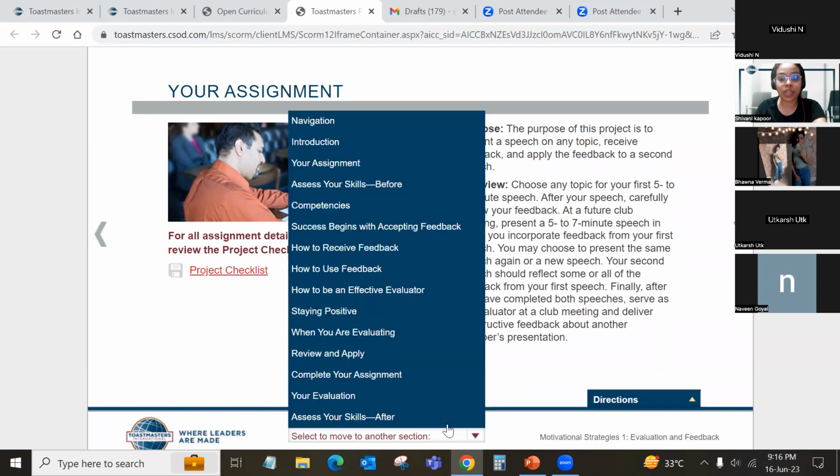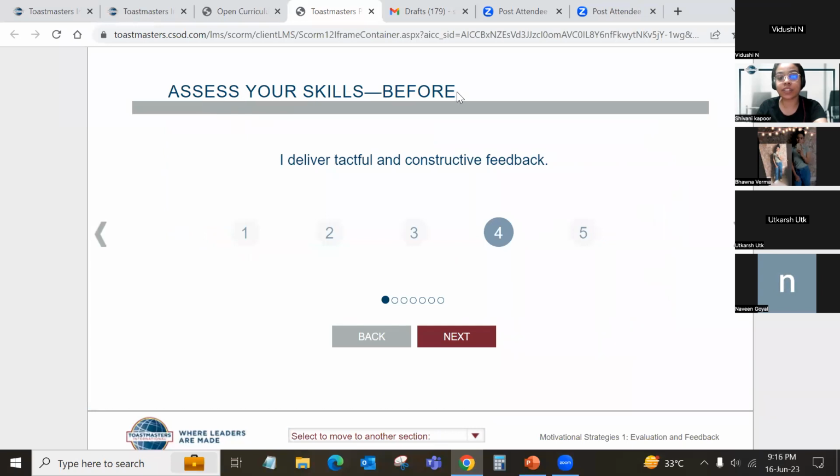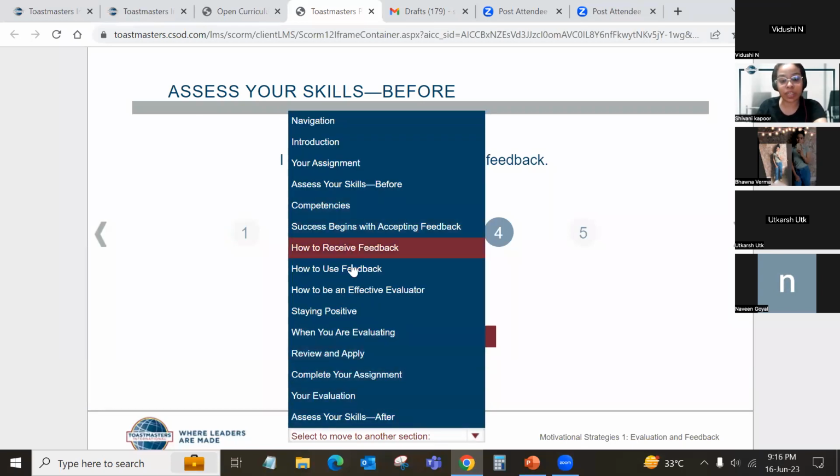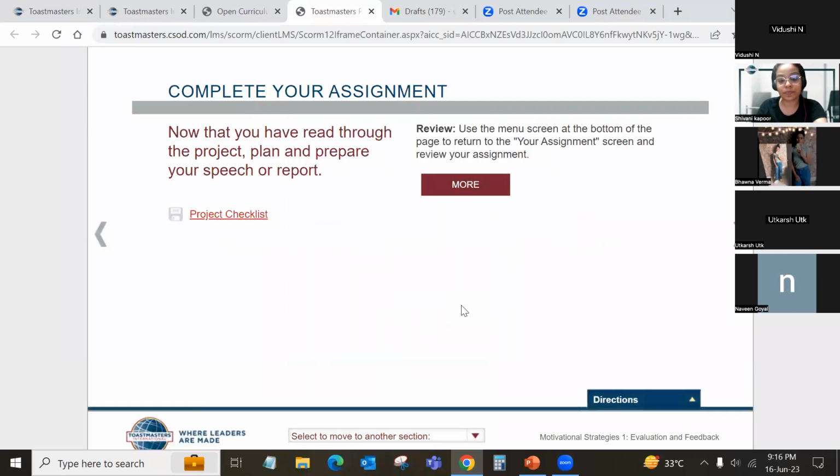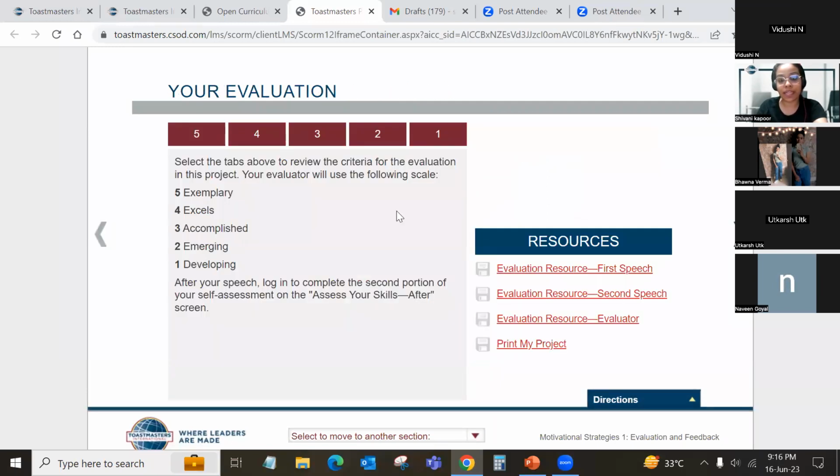So Vidushi, coming to what you mentioned, in order to have that tick once your level 1 is completed, once all the projects are completed and you move ahead, they will ask you to assess your skills. So just make sure that you mark all this, giving yourself pointers on what your skills are before you have delivered the speech. And then, once you have read this and delivered a speech, you complete your assignment, right? And then we have evaluation.